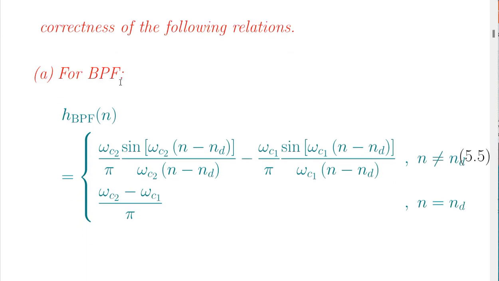For bandpass filter, we'll have H bandpass filter of n equal to omega c2 over pi, where c2 means the second cutoff, times sine of omega c2 times (n minus n delay) over omega c2 times (n minus n delay), minus omega c1 over pi times sine of omega c1 times (n minus n delay) over omega c1 times (n minus n delay), where n is not equal to n delay. Otherwise, it will be equal to (omega c2 minus omega c1) over pi.